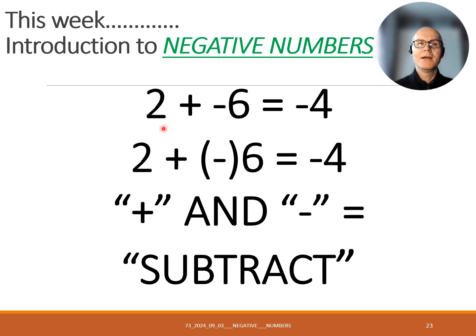Now, if we have positive 2 plus negative 6, that equals negative 4. We went left on the number line. Why is that? That's because when we have add and a negative, that is a subtraction. Add a negative means you subtract it. Subtracting means you're going left on the number line. Addition, you're going right, increasing on the number line. Subtraction means you're going to the left, you're decreasing on the number line.